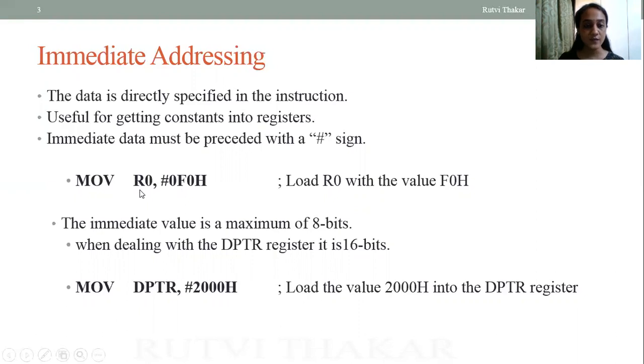Now, registers, as we know, are able to store only 8-bit data, so we'll have only 8 bits of data for every register. But if we go to the DPTR, that is a data pointer which is 16-bit, we can have 16-bit data.